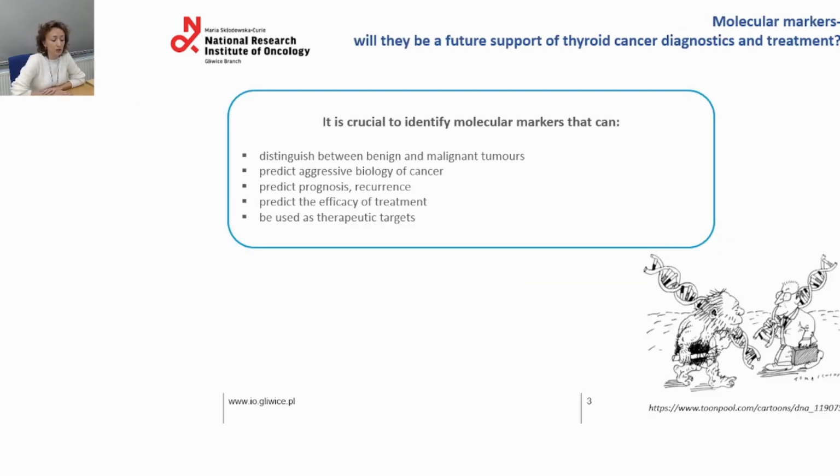Nevertheless, there is a strong need to improve the diagnostics and treatment of thyroid carcinomas with the help of molecular biology and with the use of molecular solutions. And it seems to be crucial to identify molecular markers that can distinguish benign and malignant thyroid tumors, and that could predict aggressive biology of cancer, prognosis, recurrence, the efficacy of the treatment, and molecular markers that could be used as therapeutic targets.